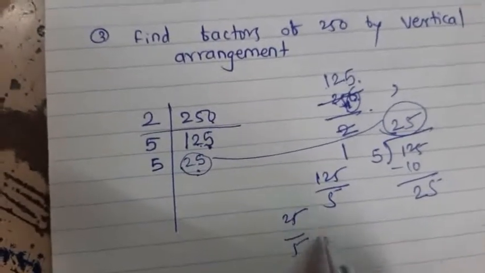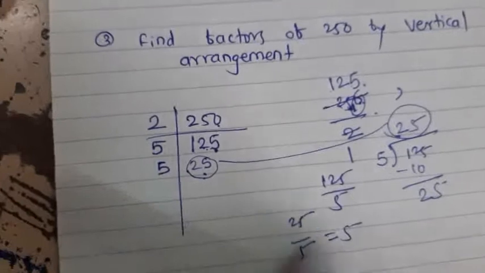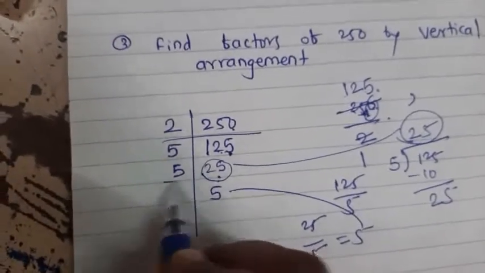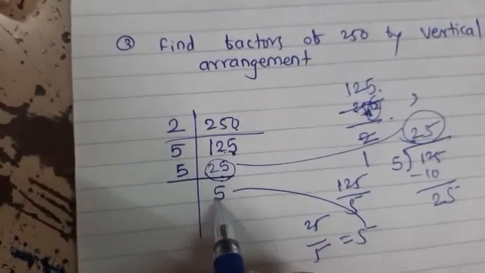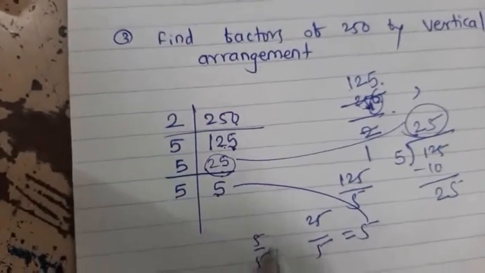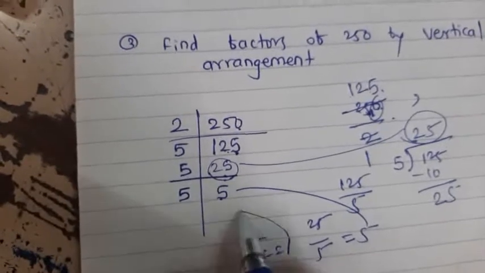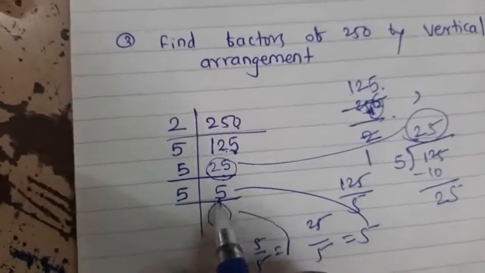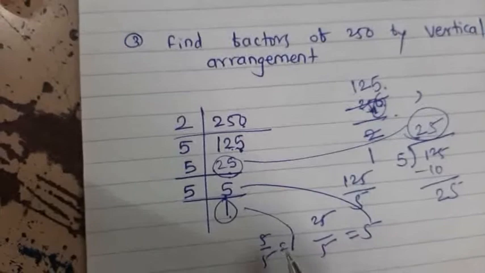25 divided by 5, how much is the answer? 5. So the quotient will be here. Now 5 is a prime number, it will only come in 5's table. So 5 divided by 5, the answer will be 1. So the quotient is here. Lastly we got 1, so our answer is completed.